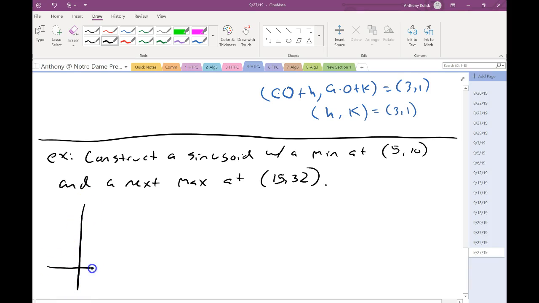What I'm going to do is start by just drawing myself a picture. So let's say here's (5, 10), and here, say, is (15, 32). So that's basically what we're given here. Something is like that part of the graph. Everybody happy with that?